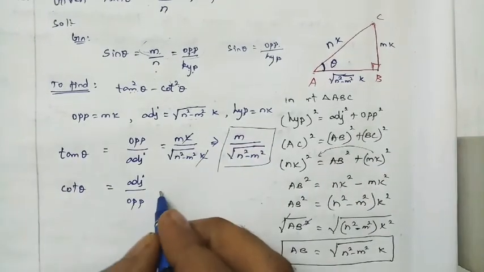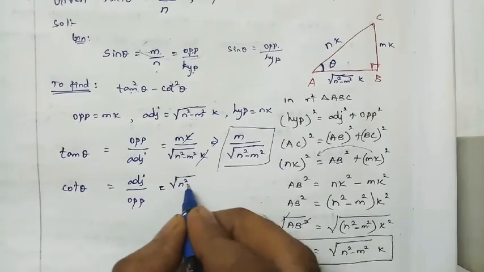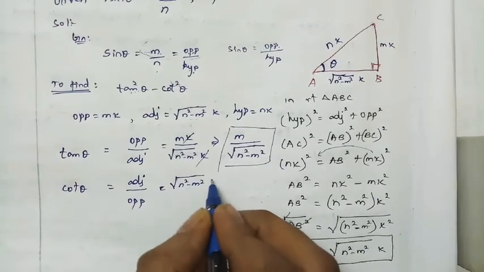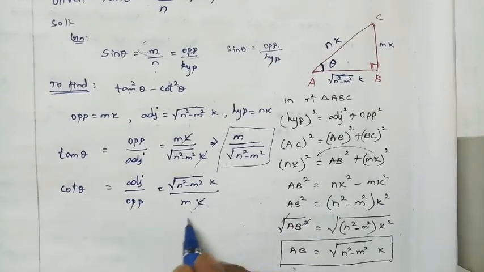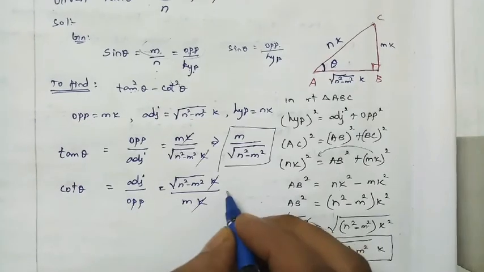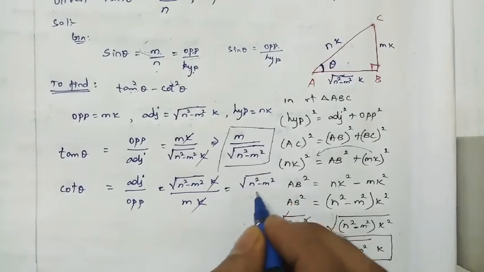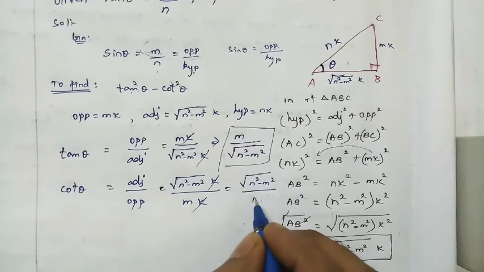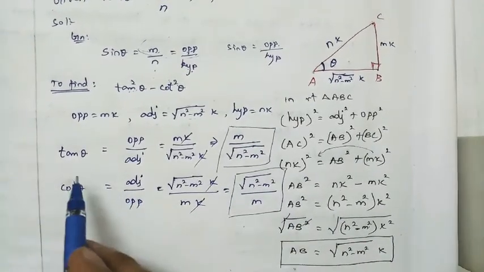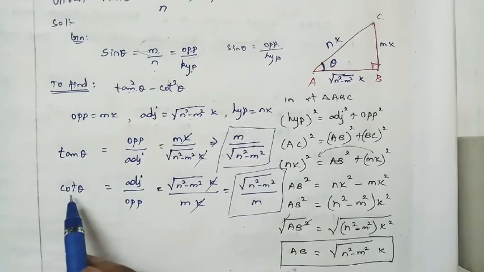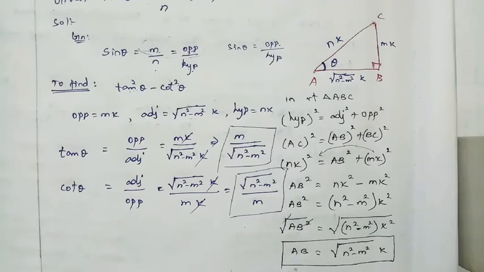And cot theta is nothing but adjacent by opposite, that is square root of n square minus m square into k divided by mk, right? And this k will get cancelled. So cot theta is nothing but square root of n square minus m square divided by m, right? Now we got the trigonometric ratios of tan theta and cot theta. Now directly we can find tan square theta minus cot square theta, right?